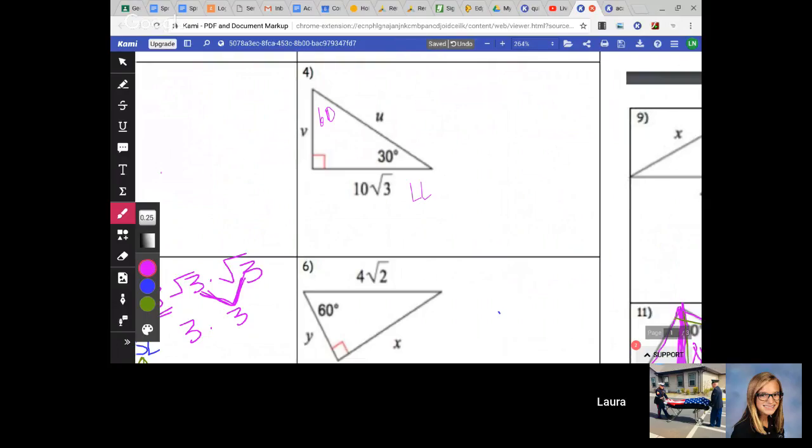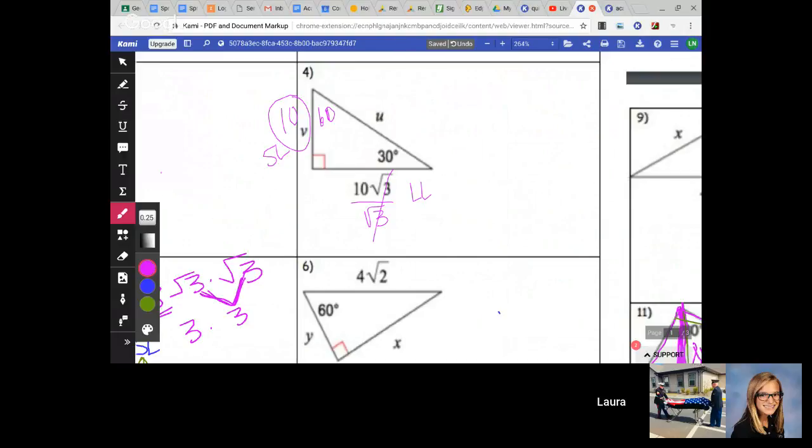So from the long leg, the piece that you want to find first is what? The short leg. And it's getting smaller, so are you going to multiply or divide? Divide. And from the long leg, what's your magic number? Root 3. So it's 10 root 3 divided by root 3. They cancel out, so it'll just be 10. So the short leg is 10.